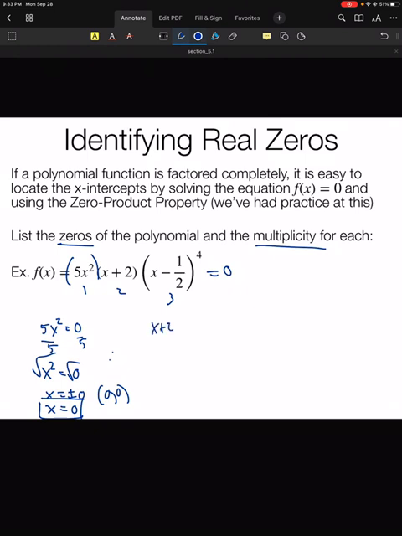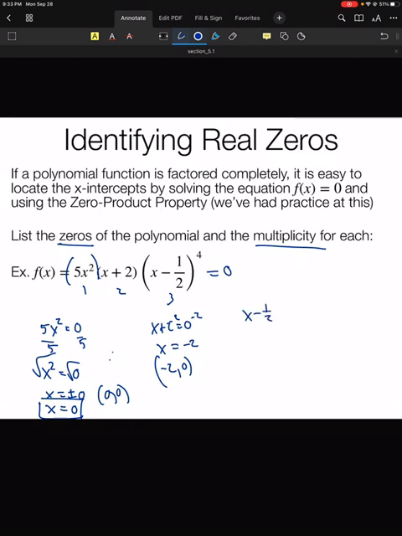Second one, we let x plus 2 be equal to 0. We subtract away 2 from either side, and we get that x is equal to negative 2. So a second point on the graph is negative 2, 0. And then the third, we'll go through all of these and then come back for the multiplicity.